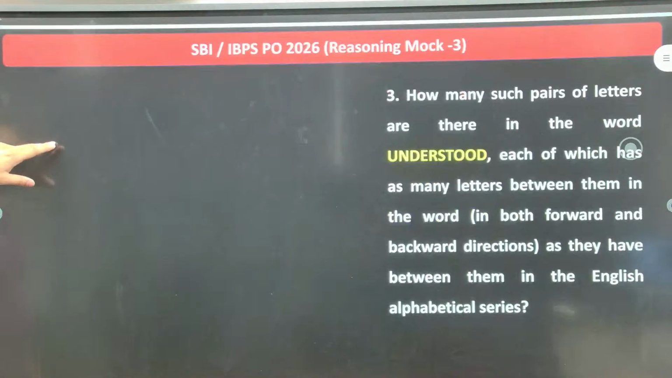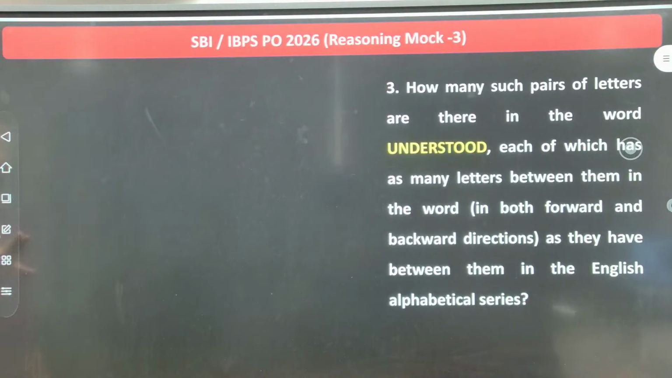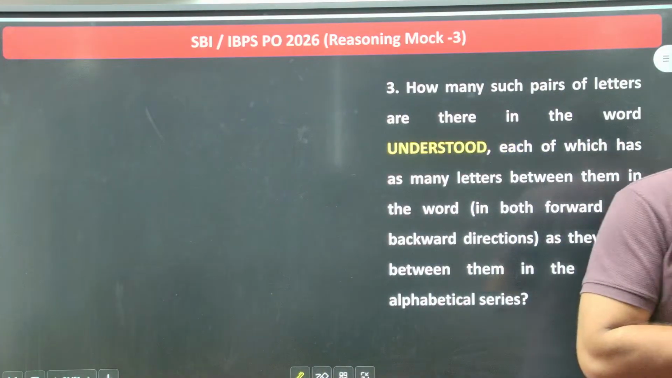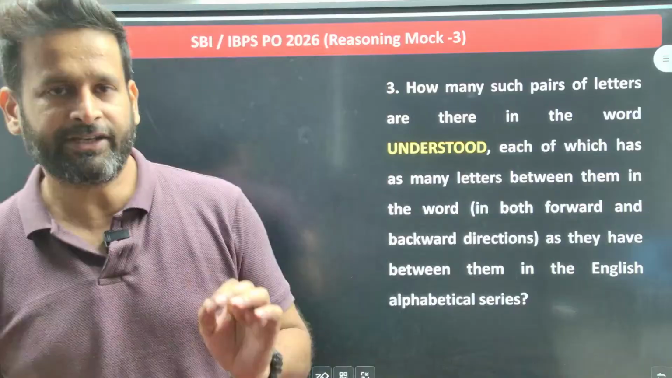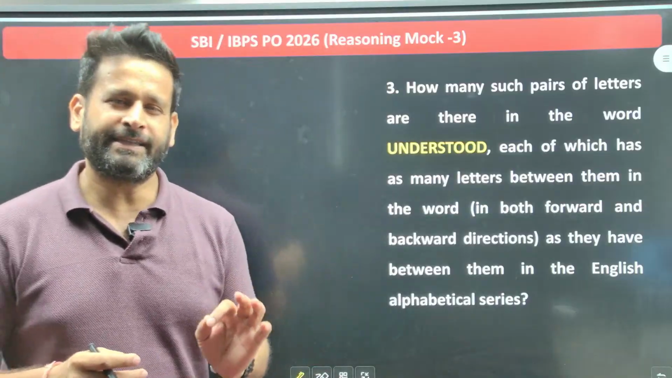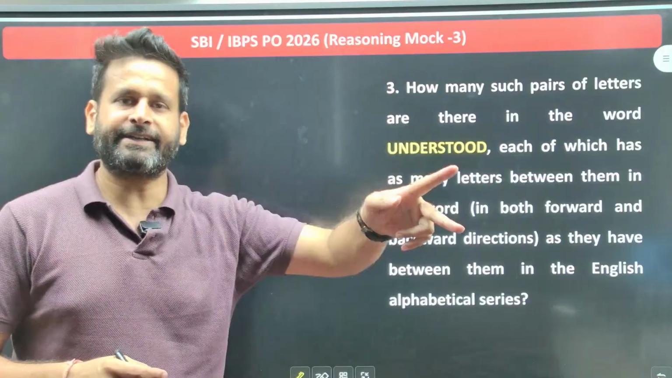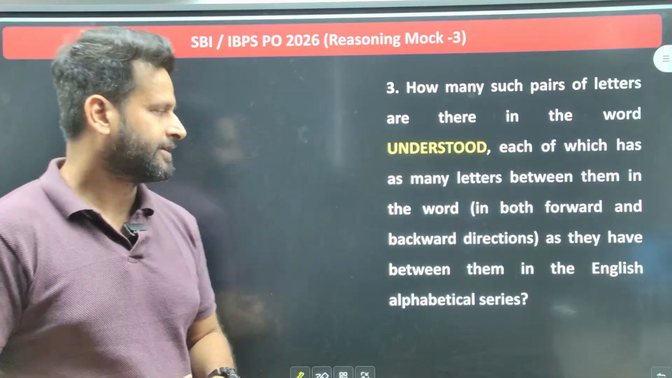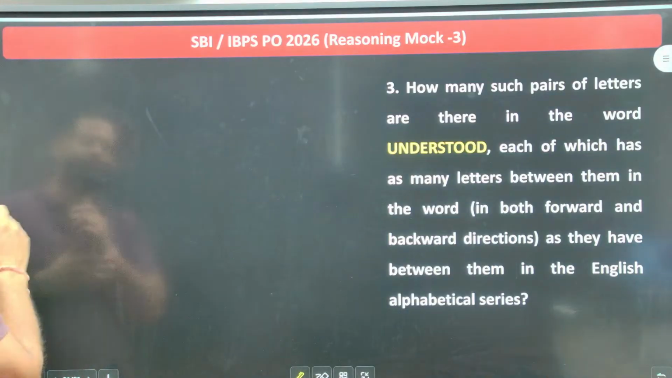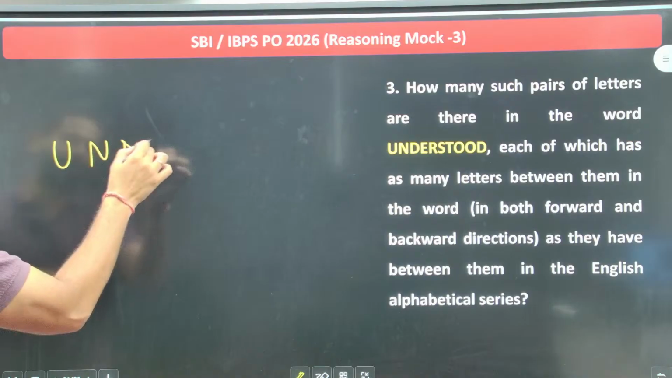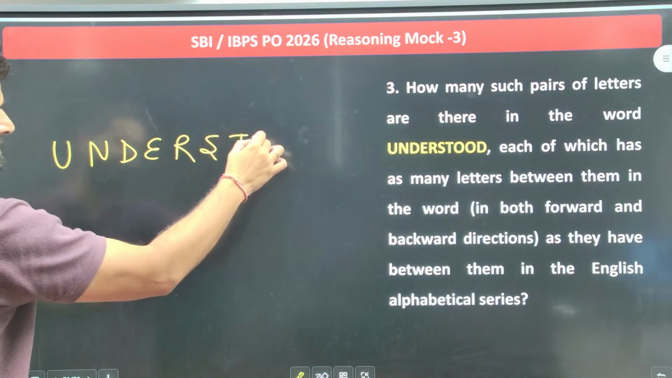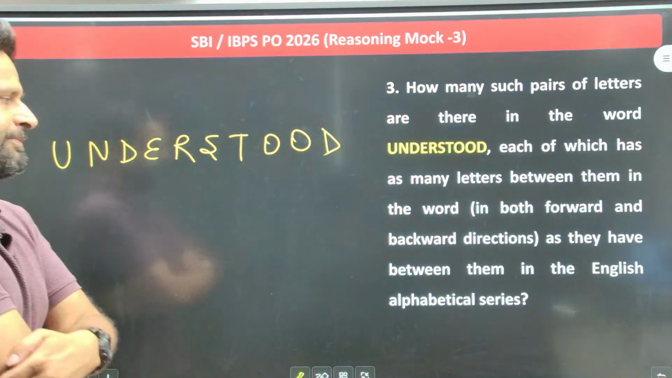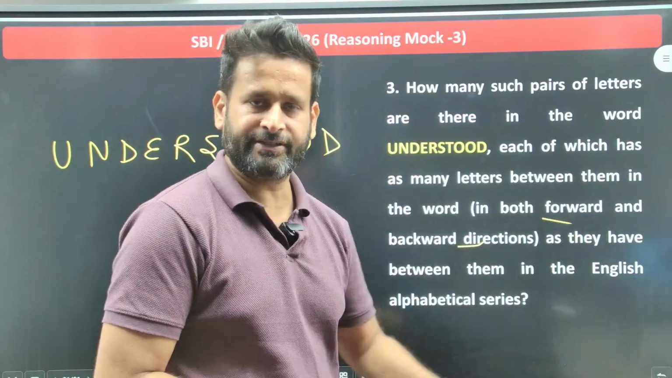Next, third question. Pair finding, another important type of question from alphabet test, that is finding the number of pairs. Even if you were new to this topic, already we have conducted two mock tests and in those we have discussed a few questions of this pair finding. The word given to you is understood. How many pairs, both in forward and in backward directions?